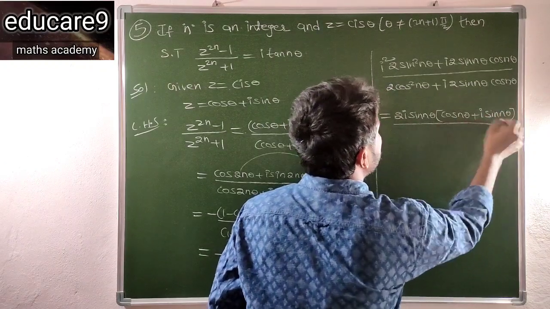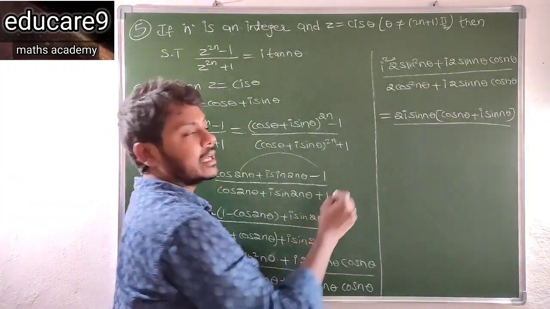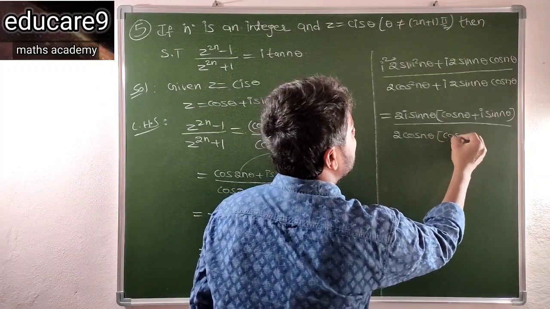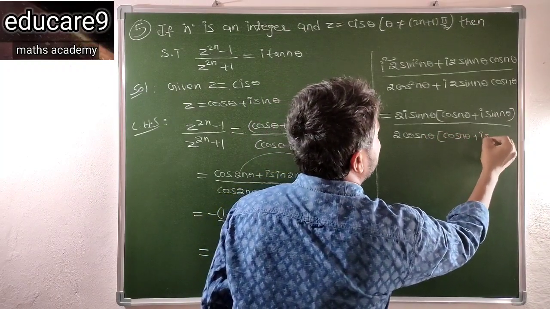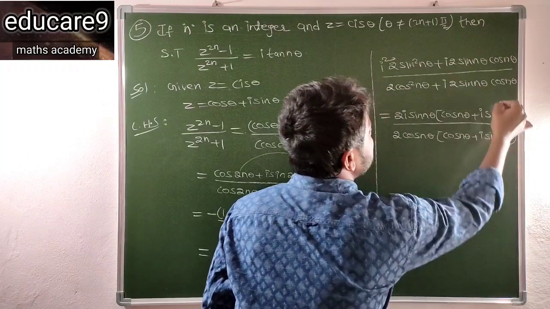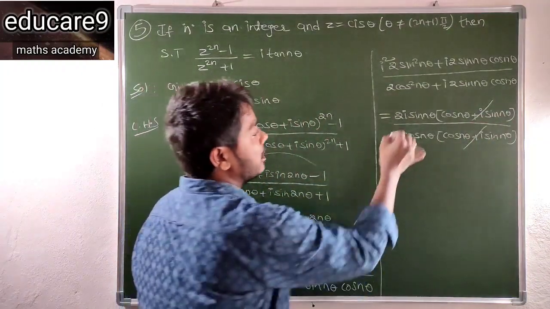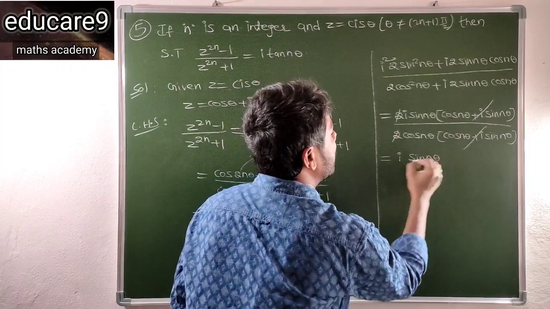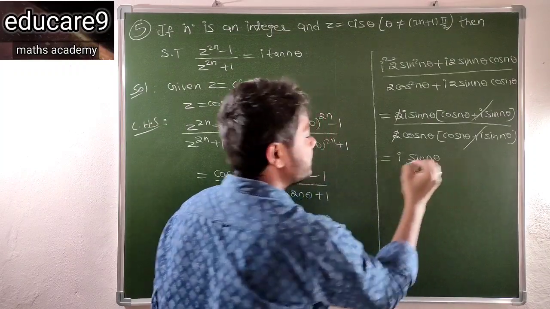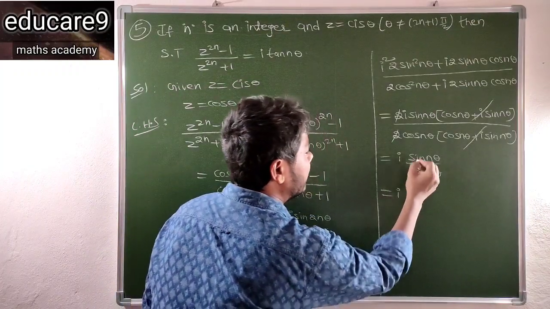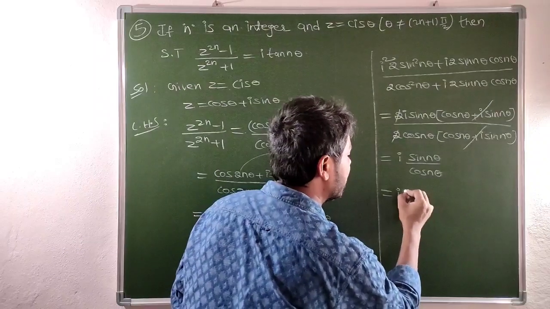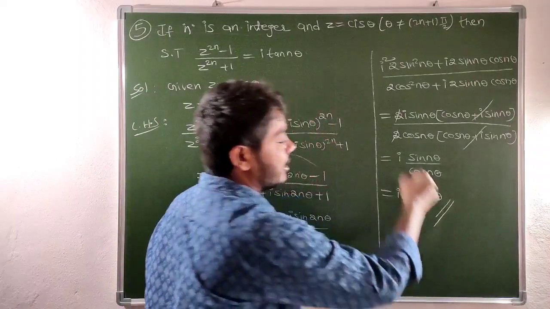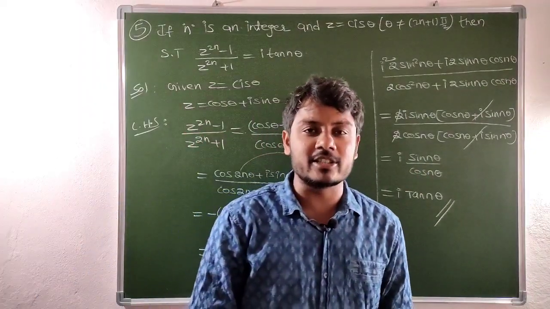So divide by, again in both terms 2 cos n theta is common. You will get cos n theta plus i sin n theta. So these two terms get cancelled. Here 2 also gets cancelled. You will get i into sin n theta by cos n theta. So clearly sin theta by cos theta form can be written as tan n theta. So clearly this is RHS. So for the next session we will discuss more problems.